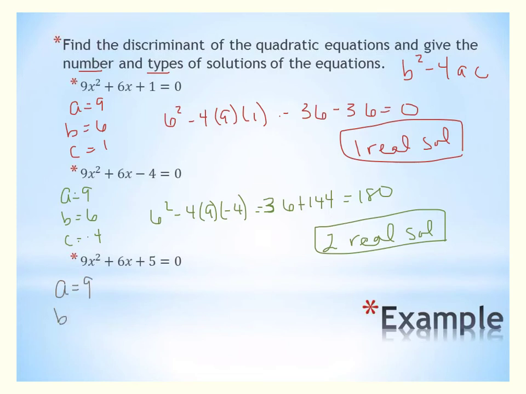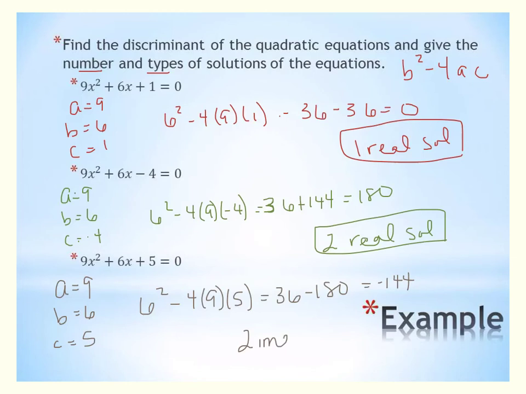So the last one, a is 9, b is 6, c is 5. By the way, c is not always 6, or b is not always 6. B squared minus 4 times a times c. So this is 36, and then negative 4 times 9 times 5 is a negative 180. That is going to be a negative answer, negative 144. And because it's negative, we're going to have 2 imaginary solutions. Alright, I got one word problem left for you.